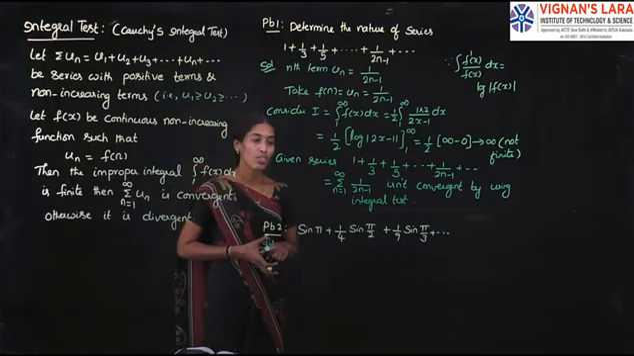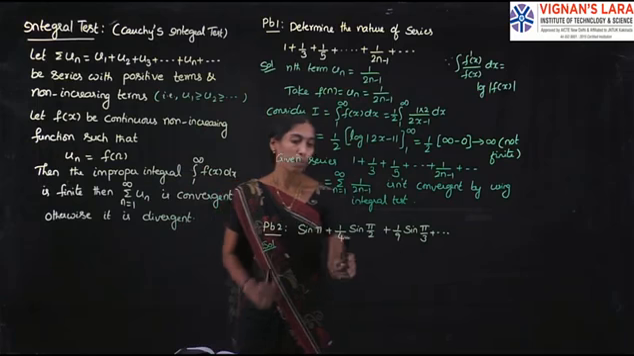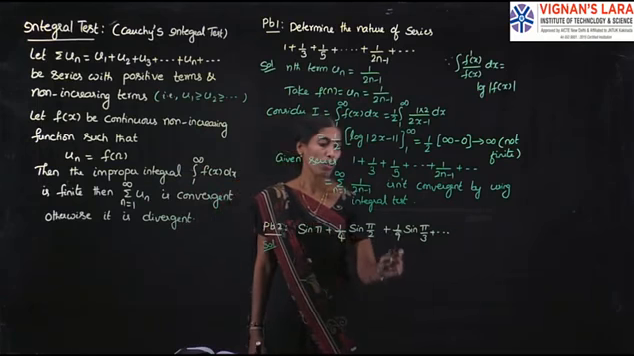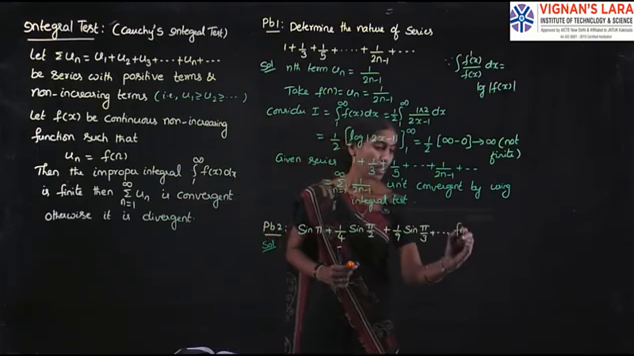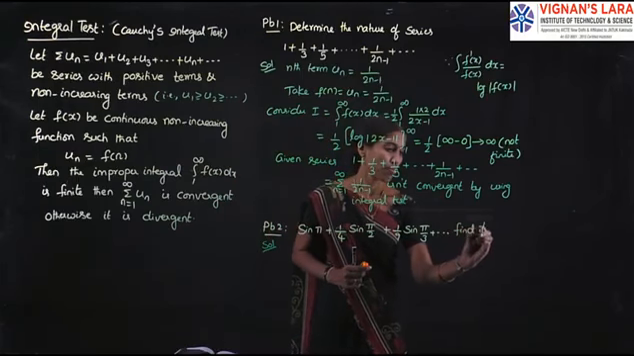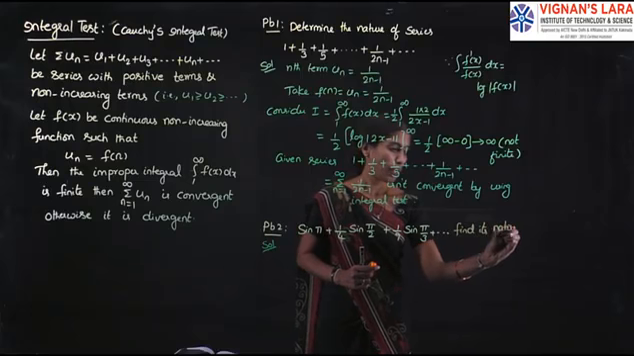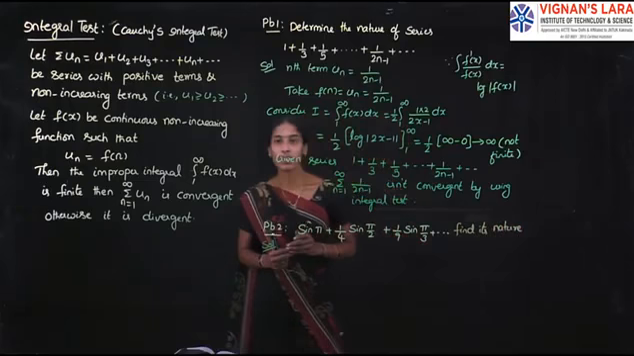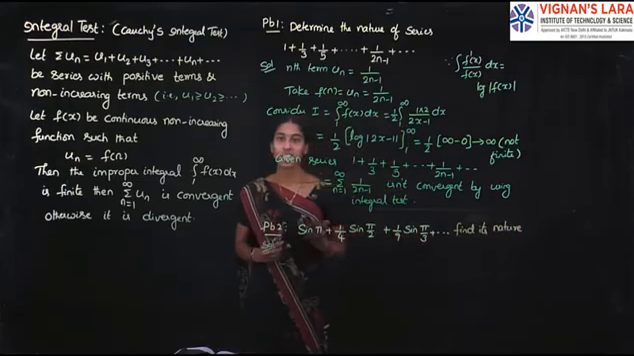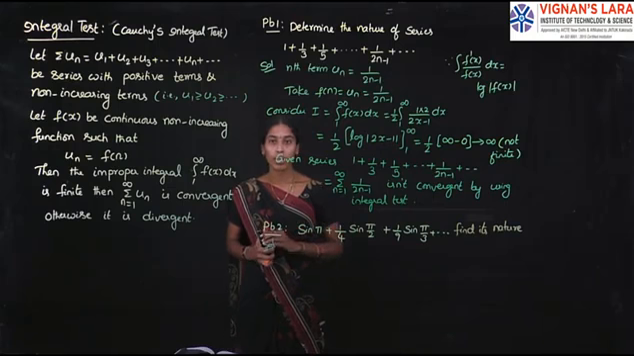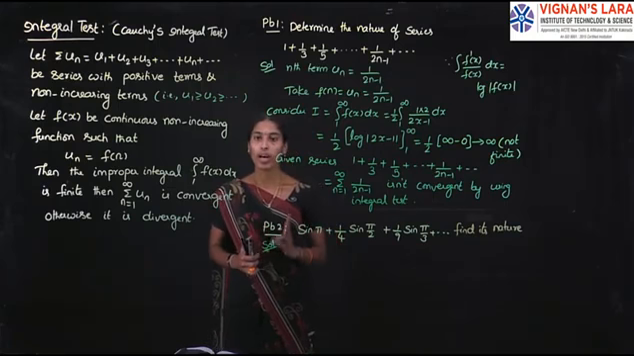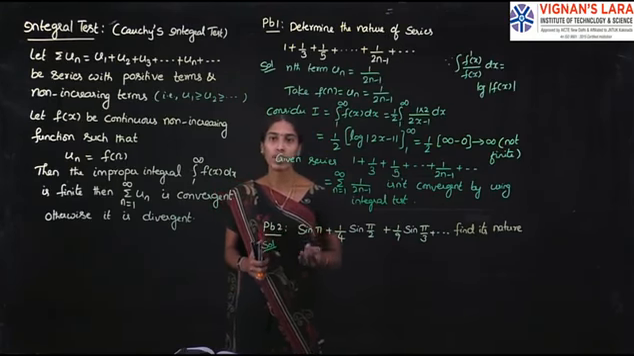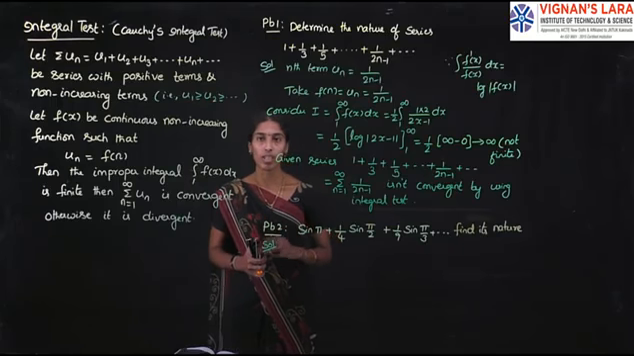Test for the convergence of the series sin pi plus 1 by 4 sin pi by 2 plus 1 by 9 sin pi by 3 and so on. Find its nature. Nature of the series means it may be convergent or divergent but not oscillatory, because it is a positive series. We have only two possibilities: it may be convergent, or it may be divergent, but not oscillatory, right?